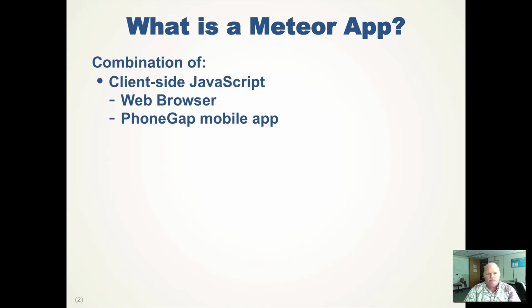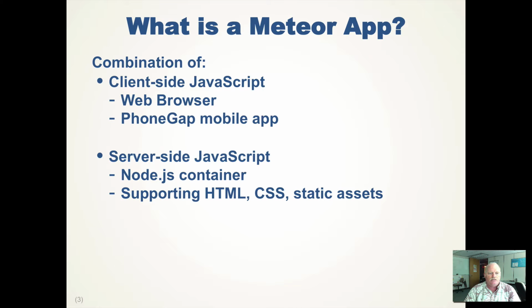Well, it's a combination of client-side JavaScript that runs in your web browser or in a PhoneGap mobile app. You also have the mini MongoDB that resides on the client that is synchronized with the MongoDB on the server. So we've got the client-side stuff that runs in the browser or the app, and then we also have the server-side JavaScript that runs in a Node.js container that allows Meteor apps to access the hard drive or other things. It also serves up the HTML.